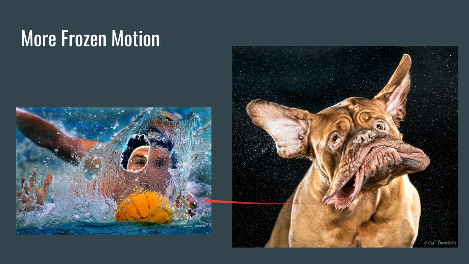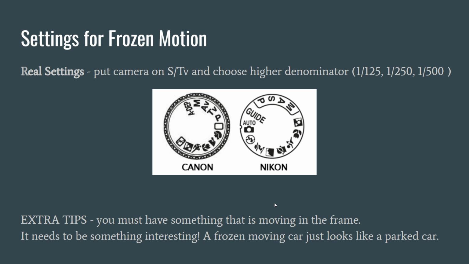So this dog shaking, or this water polo player. It's really interesting to us as human beings, because this is not the way we usually see the world. So guess what we do? We put our camera on S or TV, and we choose a higher denominator, something like 1/125, 250, 500, 1,000. I have a camera that goes up to 1/8,000th of a second. So you want a faster shutter speed.